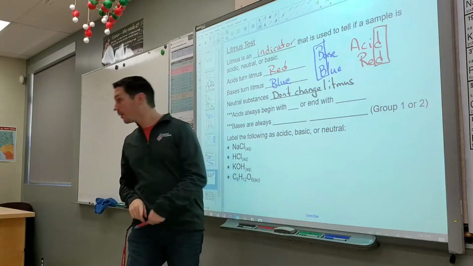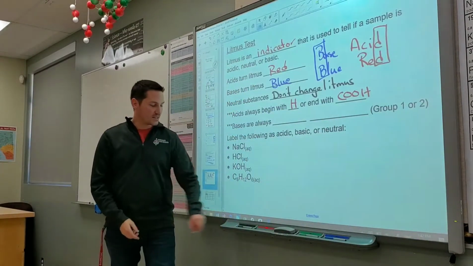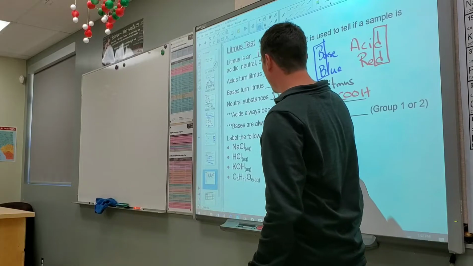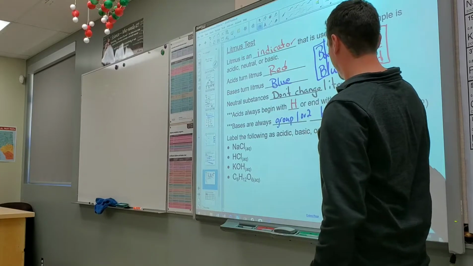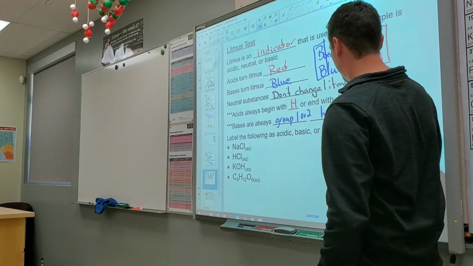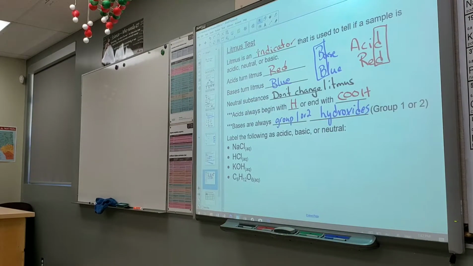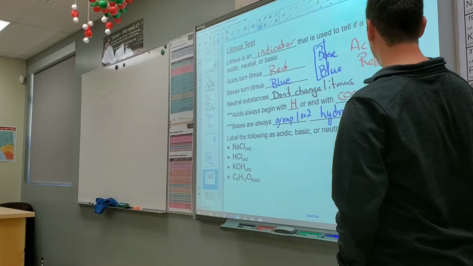Acids always begin with H or end with COOH. Bases are always, I need you to pay attention to this, bases are always group 1 or 2 hydroxides. What does hydroxide look like? It's OH minus. Good. It's OH minus.